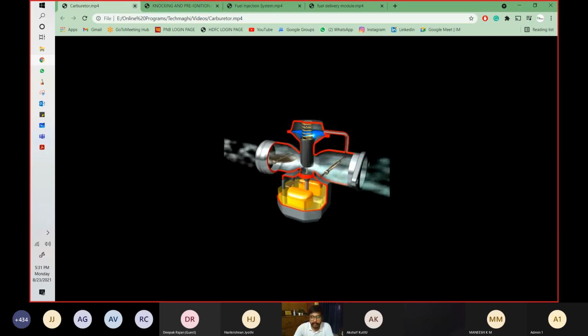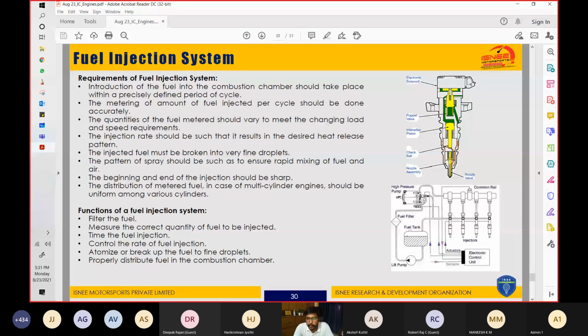Now, after this, we have the fuel injection system. The fuel injection system is basically how the injectors work. Over here, I have the schematic of the CRDI, common rail diesel injection. There are the injectors connected, and these injectors are controlled by the electronic control unit, or ECU. Then we have the high pressure pump, connected to the fuel tank, which draws the fuel from the tank and supplies it to the common rail. From the common rail, the injectors receive their fuel.